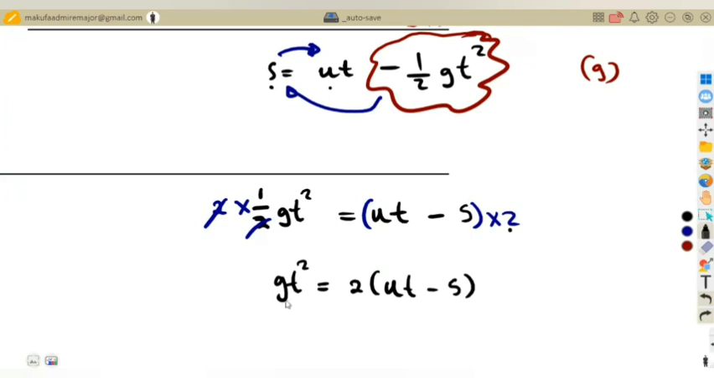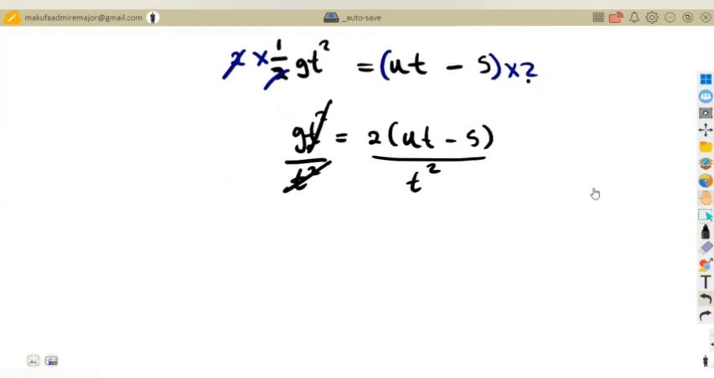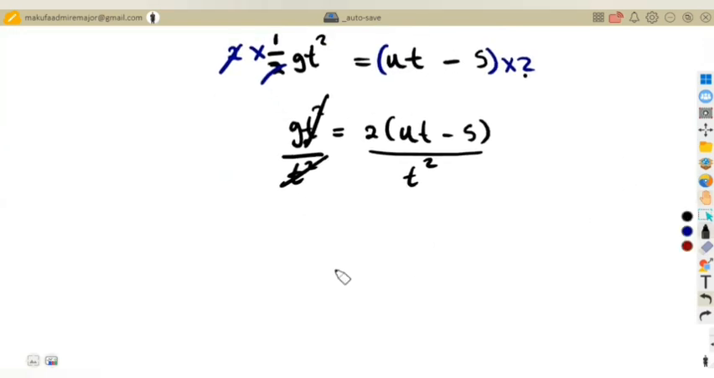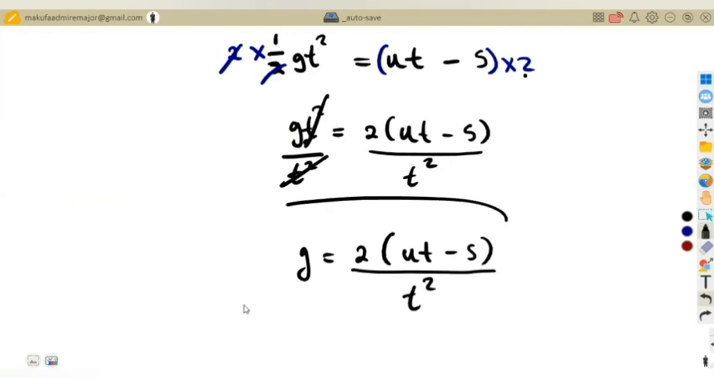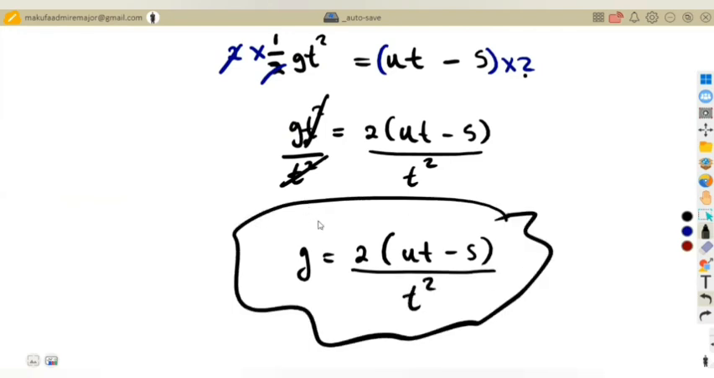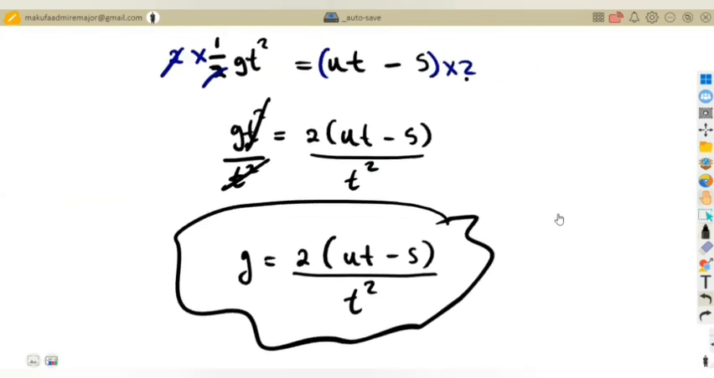Now we are left with the g on this side. What is affecting it is the t squared. Divide by that t squared. Since you are dividing, you'll be left with g in this case. So therefore, in conclusion, we are going to have our g as 2 into that, which is going to be ut minus s in this case over t squared. All right, so that is what we are going to have as the subject of the formula.